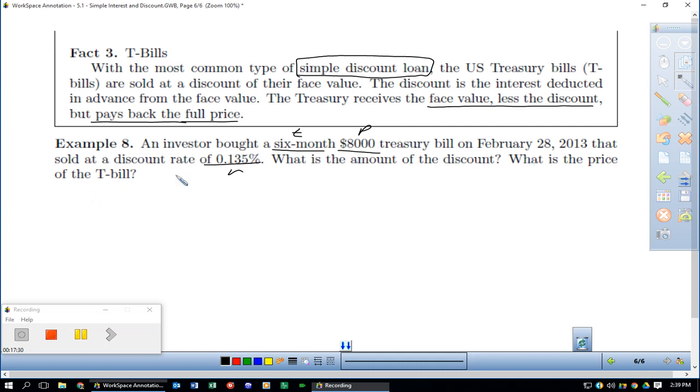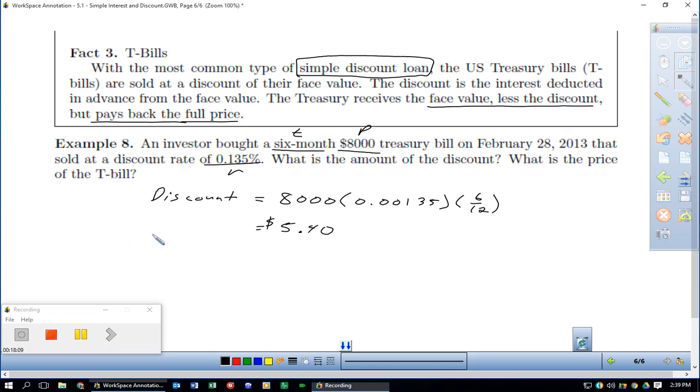The way you find the discount, it's actually a simple interest rate, an annual interest rate that we use, but it's simple interest. So discount equals our principal times our rate, 0.00135, times time. Well, it's 6 months, so 6 out of 12, which is actually a half. And if we multiply that out, we should get $5.40. So that's the discount. That's how much they are going to knock off the price when you buy it.